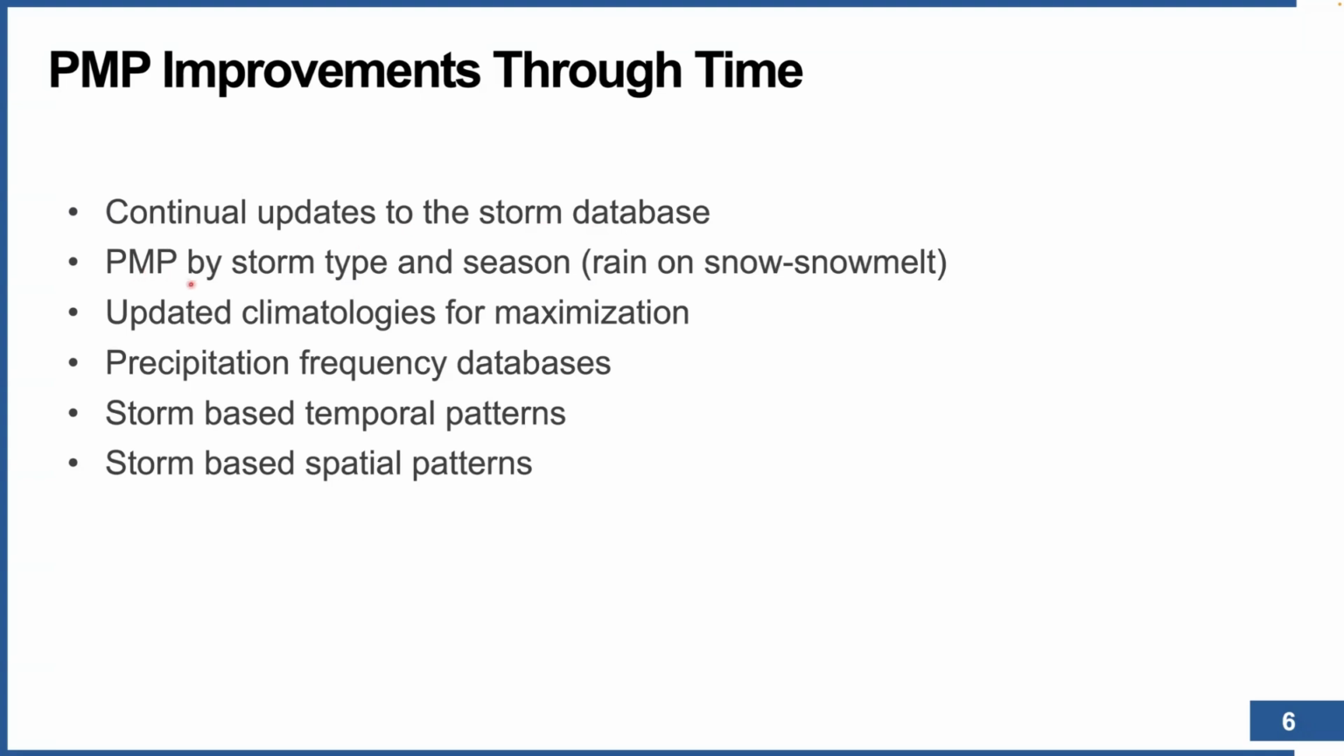Obviously, when we develop PMP, as I mentioned earlier in the definition, it should represent a physically possible event. And so we want to really analyze the storm types and the seasonality that are important for a given location. Obviously in Nepal, where you have the monsoonal system and you have thunderstorm events and you have strong seasonality, especially at higher elevations, it's really important that the PMP represents those characteristics in detail.